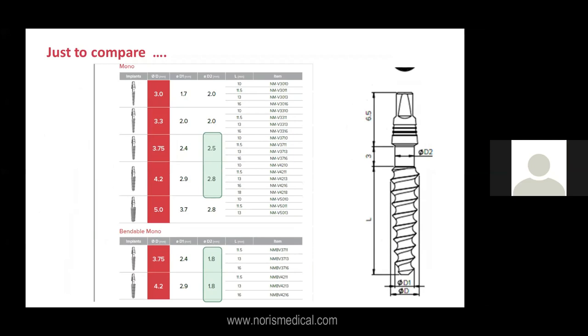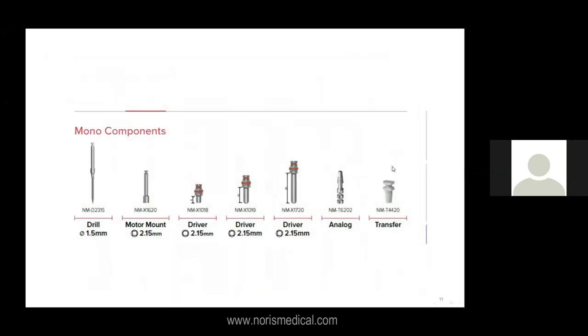Here I can show you again the comparison. Here you can see the D2, 2.5, 2.8, and in comparison, 1.8 for D2. So what do we have? We have here a drill of 1.5 millimeter. This drill is only a mark drill. Here you can see it, NMD2315. This works only for the drill, so it won't slip from the bone. You can use it. It looks like a dentatus drill.